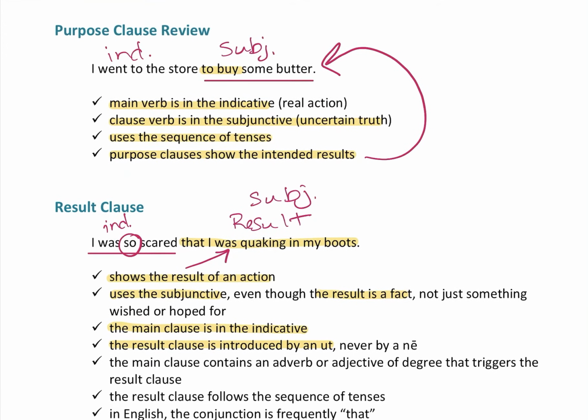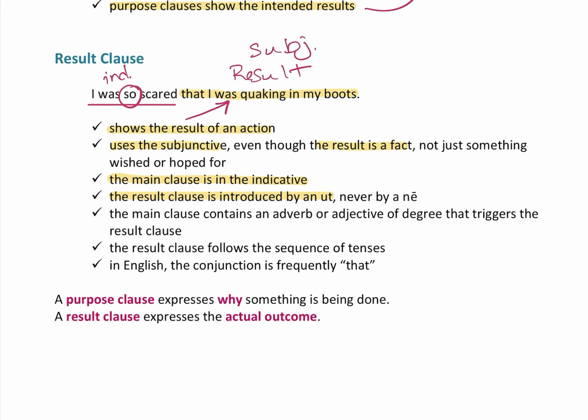If you look at the purpose clause, "I went to the store," there's no "so," or there's no adjective. So purpose clauses never have a trigger in them. Okay, so the result clause has an adverb or adjective of degree that triggers the result clause, and the result clause follows the sequence of tenses just like the purpose clause does. And in English, the conjunction is frequently "that," which is right here. I was so scared that I was shaking in my boots.